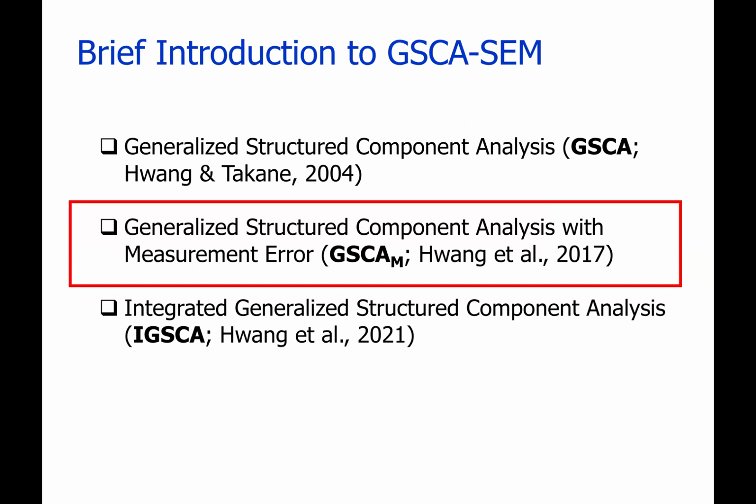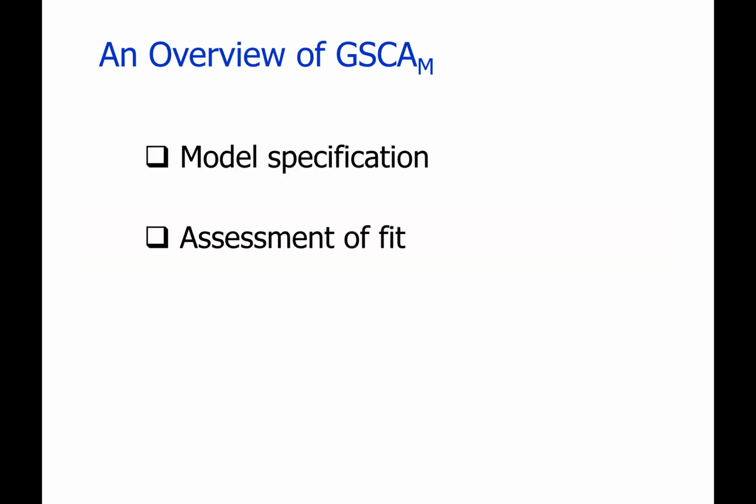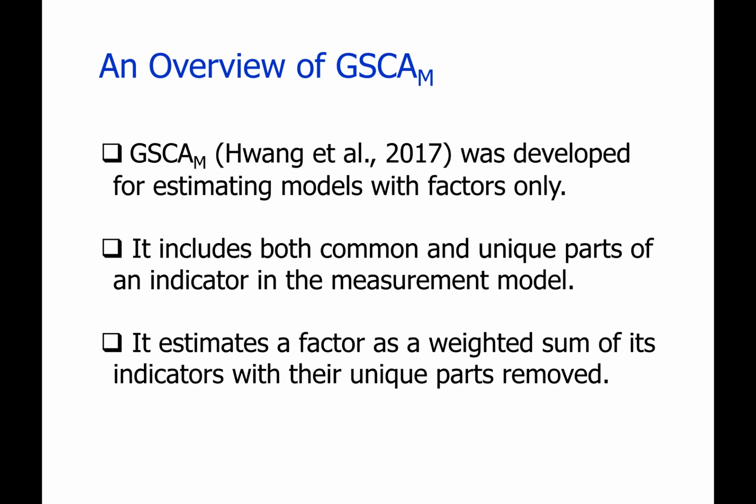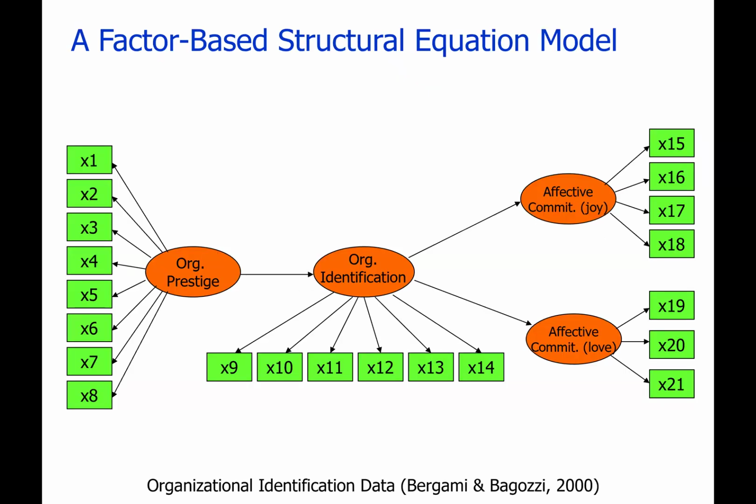As I highlighted a few times, GSA-M is used for estimating factor-based models. So all your constructs are now factors. I'm going to explain GSA-M in terms of model specification and model fit assessment. Simply put, GSA-M is used for estimating models with factors only. In other words, we can fit this kind of model using GSA-M. All these constructs are now factors.